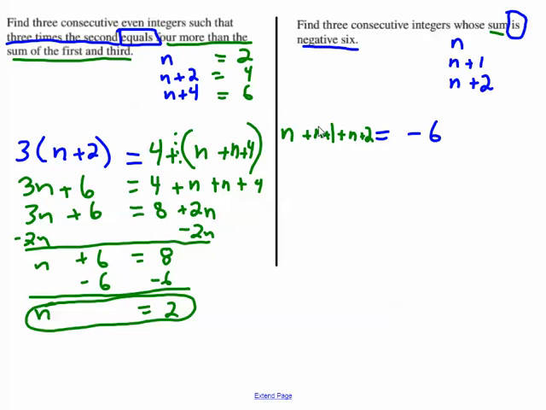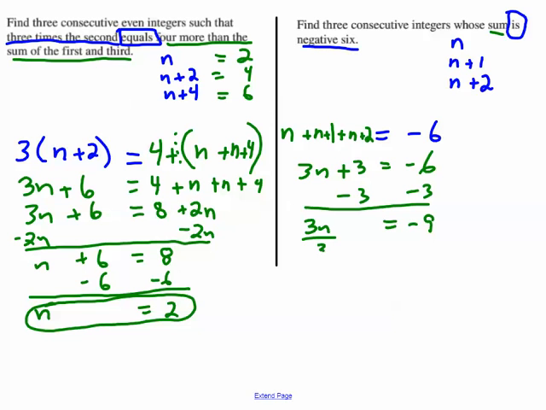Combine like terms, n plus n gives me 3n, plus 1 plus 2 gives me plus 3, equals -6. Alright, we're home free. All we just have to do is solve now. Numbers to one side, variables to the other. Middle school dance. Subtract 3, subtract 3. I've got 3n on the left, didn't change. This became 0, equals -6 minus 3, -9.